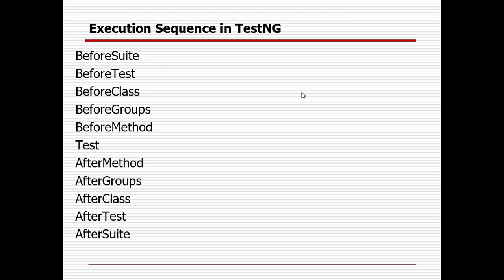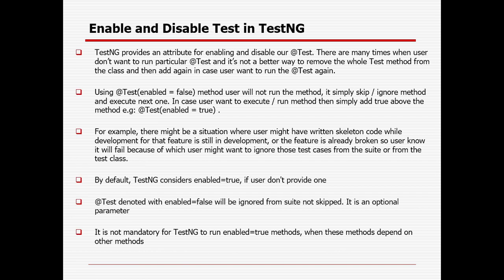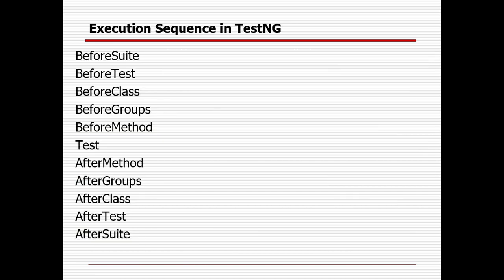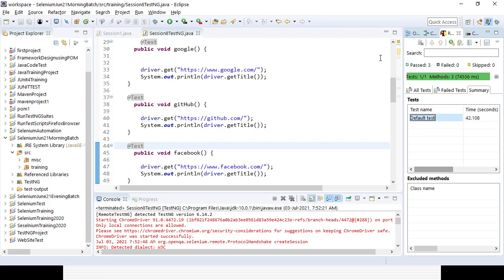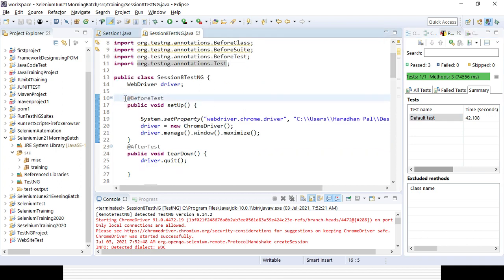And that way execution sequence will be there. Is it clear or still any confusion? One doubt is there. Yeah, tell me. In the code actually you have mentioned before test. So why didn't you mention before suite actually in the code?